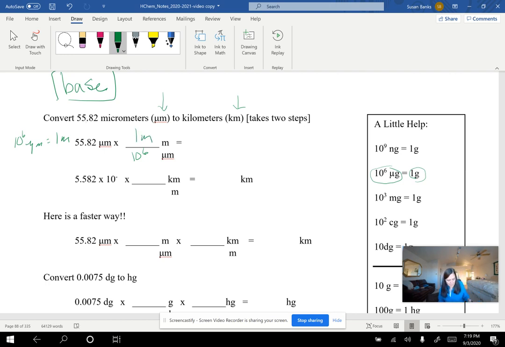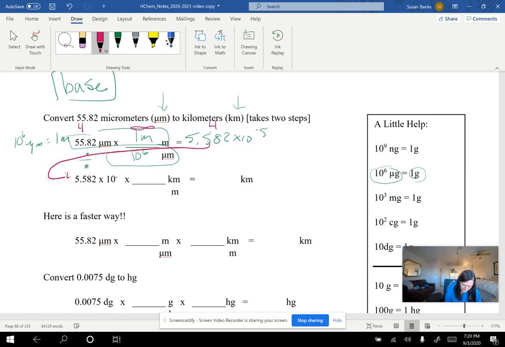So 55.82 divided, right? So this is going to be our dividing. We're going to be dividing by a million, or 10 to the 6. So this is 55.82 divided by 10 caret 6. This will give us 5.582 times 10 to the negative 5. Okay, notice here, I'm sticking with my sig figs. I've got 4 here. I've got 4 here. Here, this is a definition, so that's infinite. So I'm going to start with what I got right here.